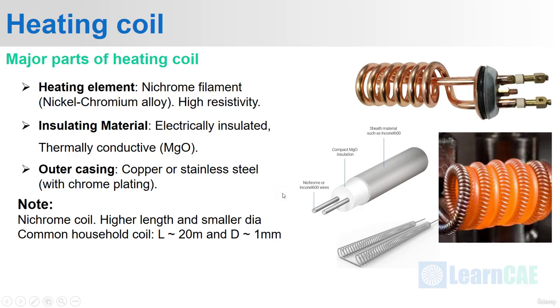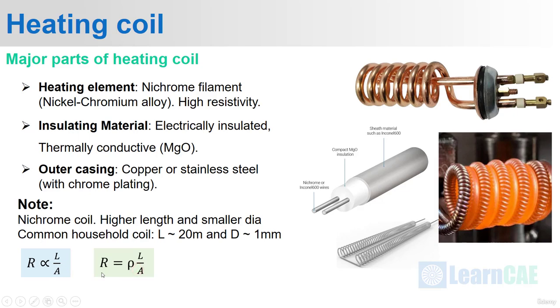Please note that the nichrome coil will have higher length and smaller diameter inside this heating coil. If we consider a common household coil, the length will be approximately 20 meter and the diameter will be approximately 1 mm because resistance increases with respect to length and decreases with respect to diameter. Therefore, resistance is inversely proportional to area and directly proportional to length. Higher the length, higher is the resistance, and lower the area, higher will be the resistance.